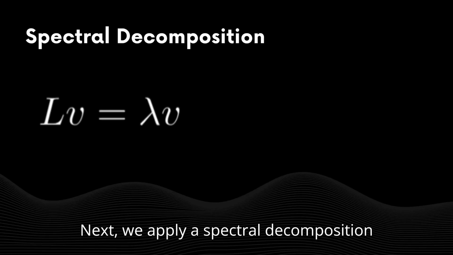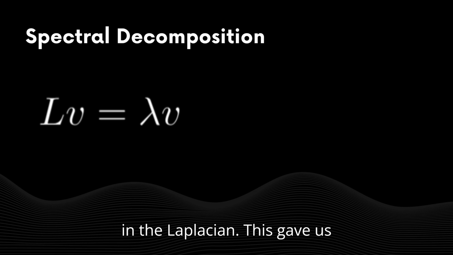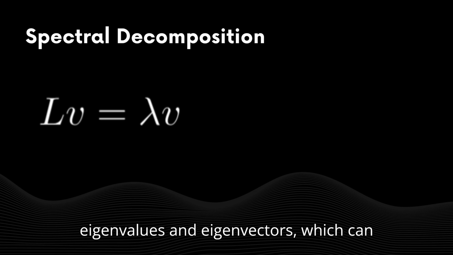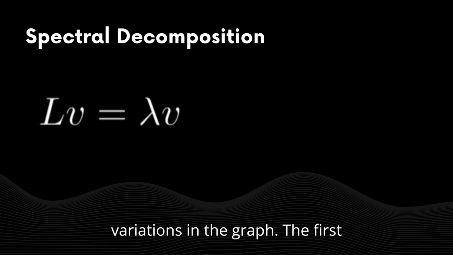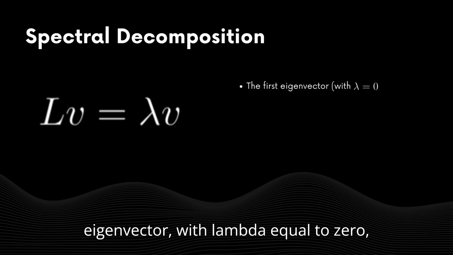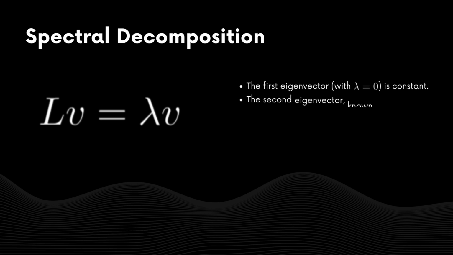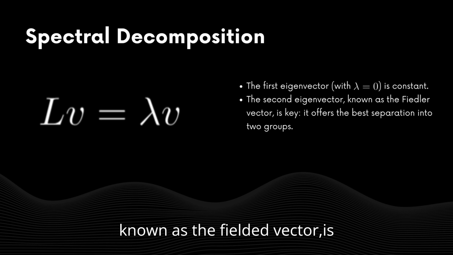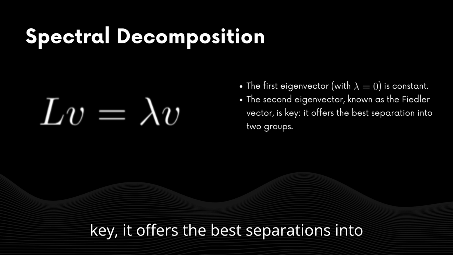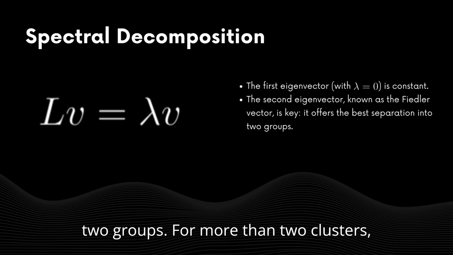Next, we apply a spectral decomposition to the Laplacian. This gives us eigenvalues and eigenvectors, which can be thought of as the fundamental modes of variation in the graph. The first eigenvector, with lambda equal to 0, is constant. The second eigenvector, known as the Fiedler vector, is key. It offers the best separation into two groups.